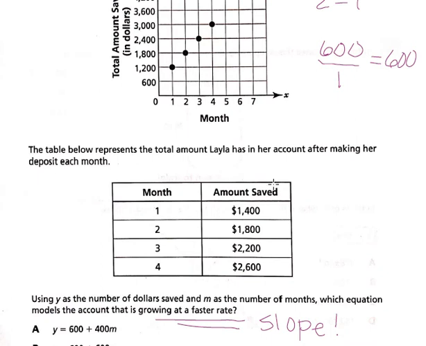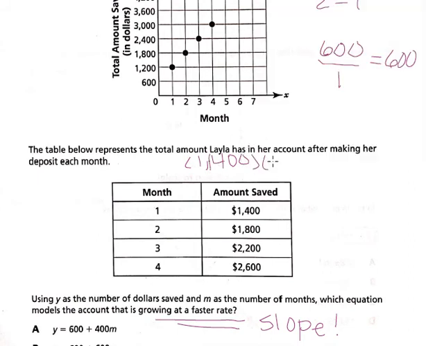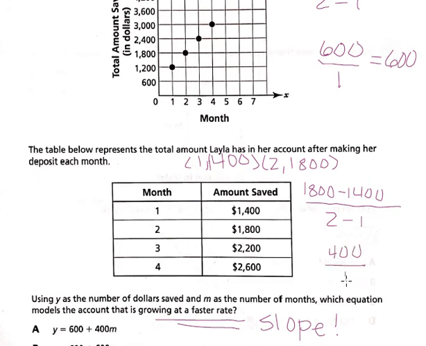So great, let's move on and look at the rate of change for the table. I'm going to use the first two ordered pairs here, (1, 1400) and (2, 1800). When I set up my slope, that's 1800 minus 1400 over 2 minus 1. 1800 minus 1400 gives me 400, and 400 over 1 is 400. So I already know this equation is going to be y equals 600x, or I guess they're using m, but the variable is attached to the number 600. And this one's going to be y equals 400x.